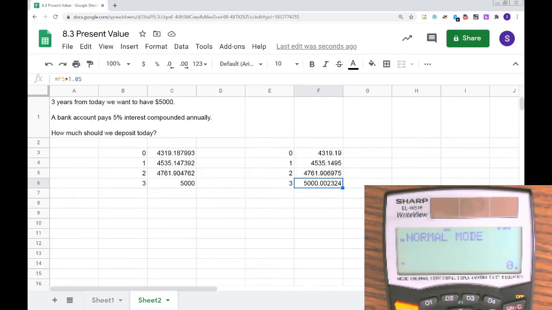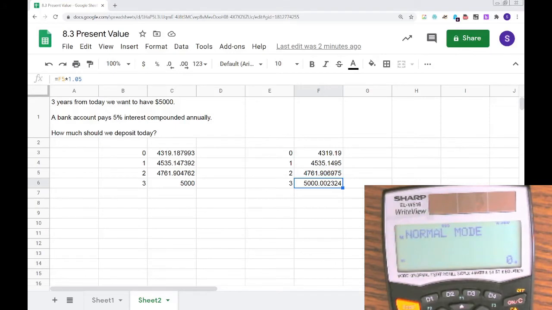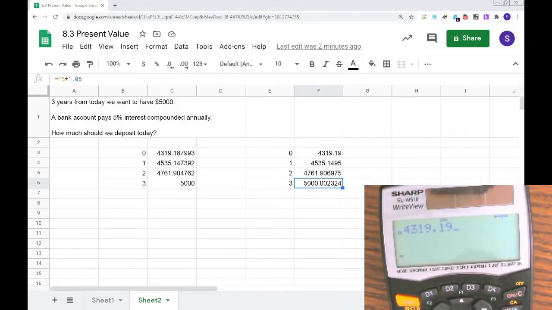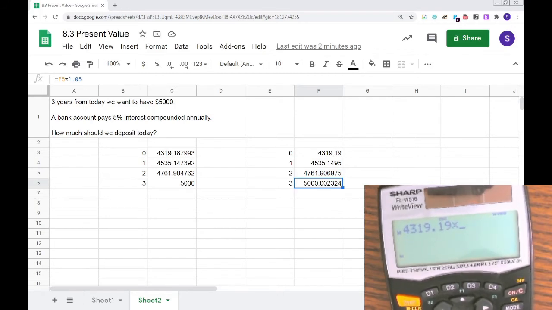Now, I could have calculated that using the calculator, and so I could calculate this value using my calculator. It's repeated multiplication by 1.05, which is 105%, which is the rate, the factor by which that number grows each year, and it's over 3 years. And so I get that value.